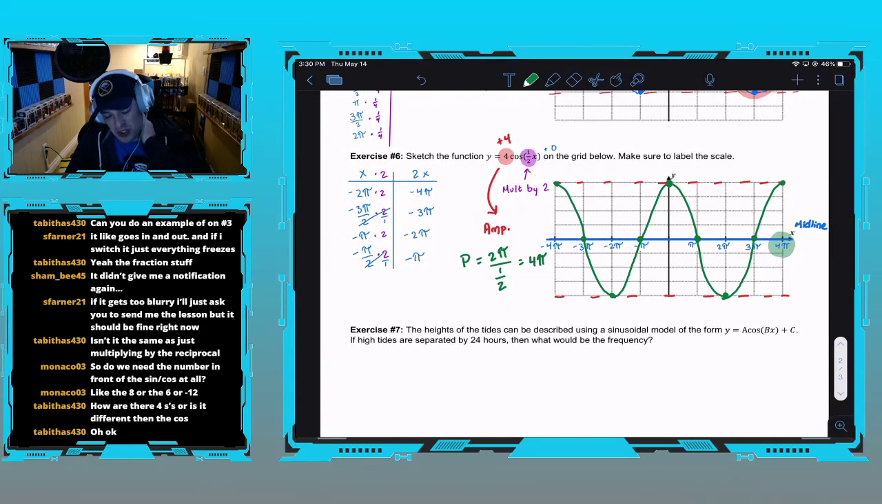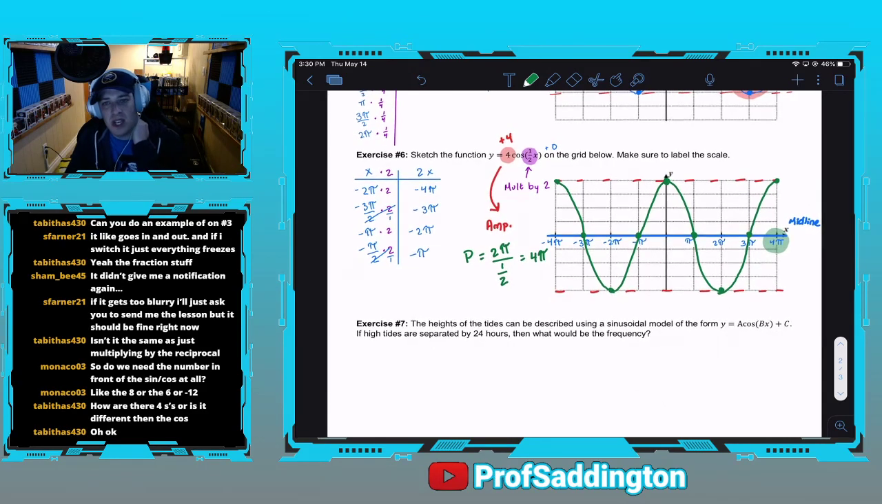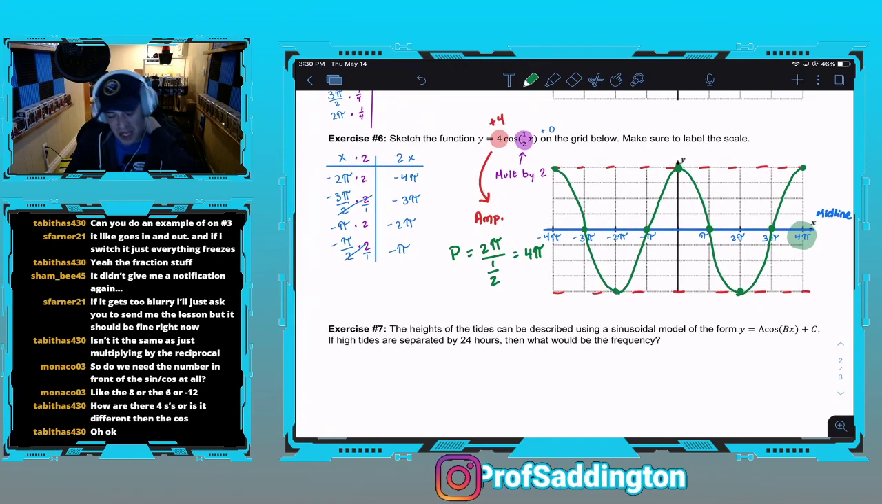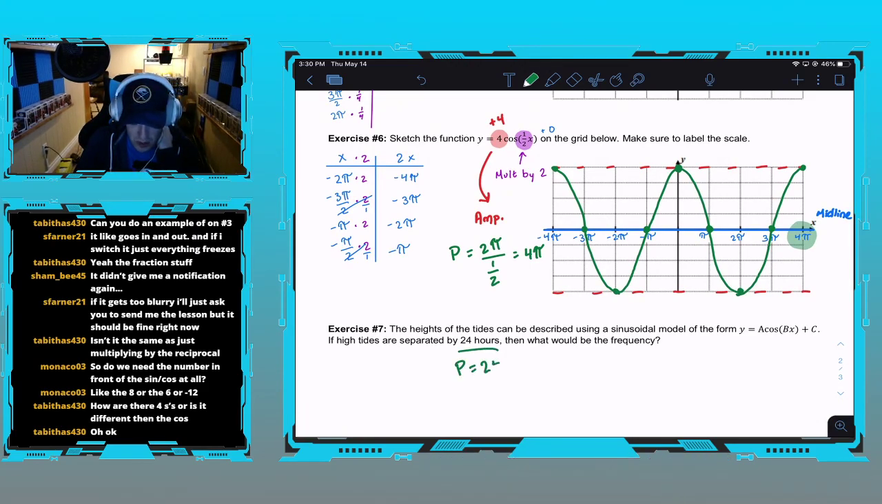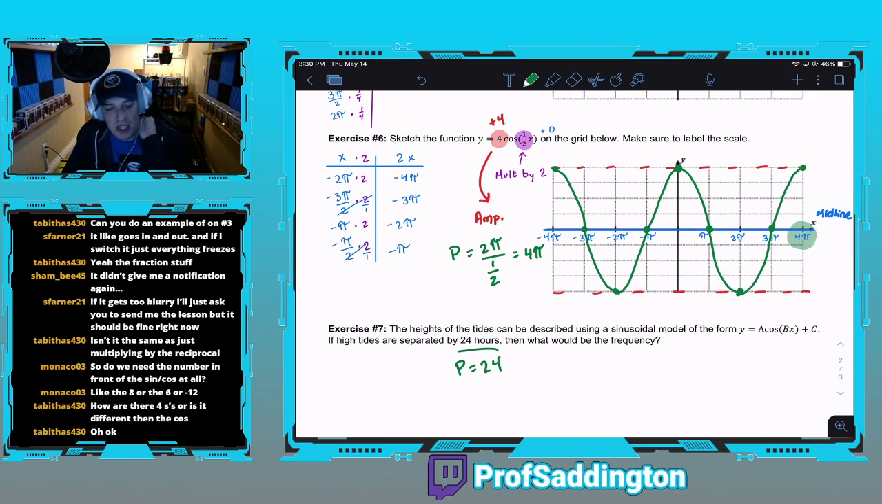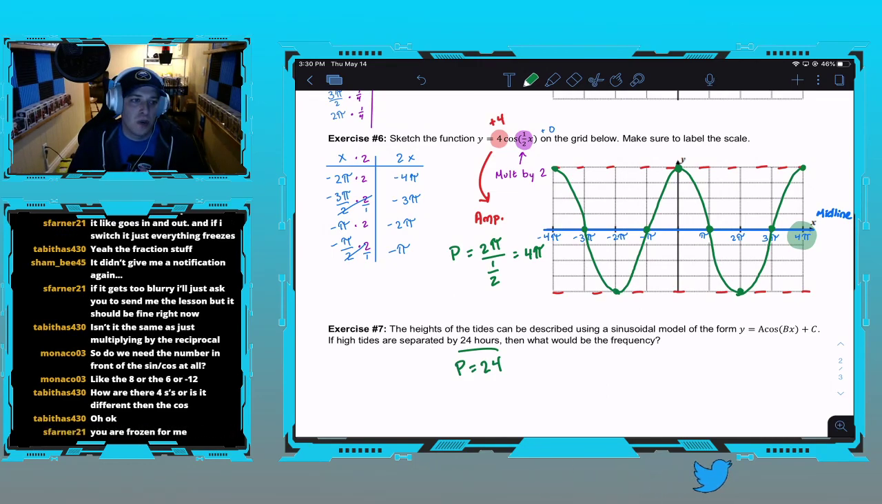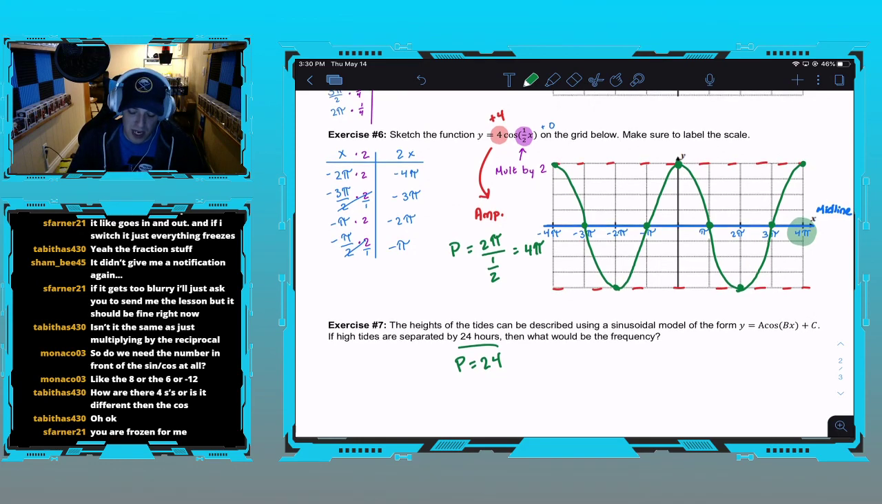The last one was just a word problem, but I didn't give you guys a word problem on the homework, so I'm not worried about it. It's just asking you, basically, this is the period. It's telling you that the period is 24 because in the ocean, you have high tide every 24 hours. So they would want you to work backwards to figure out what the frequency would be. So you would just say 24.